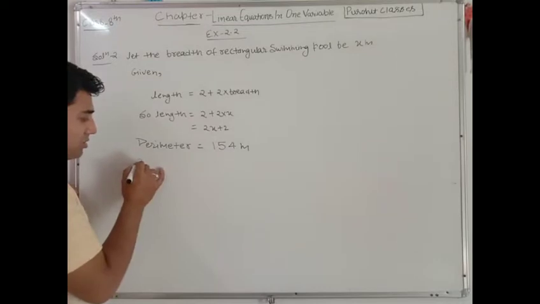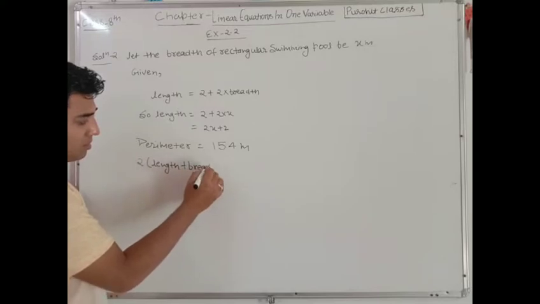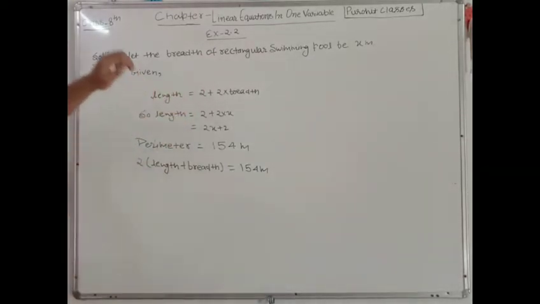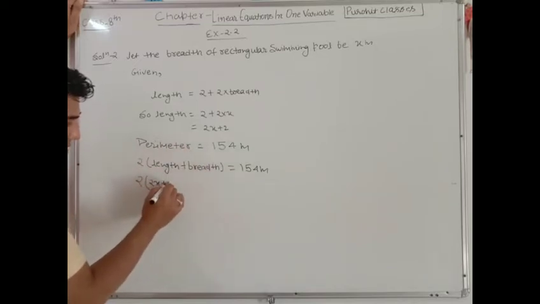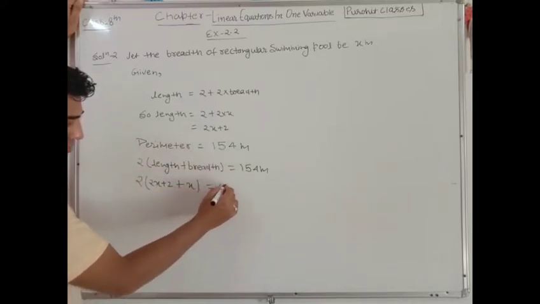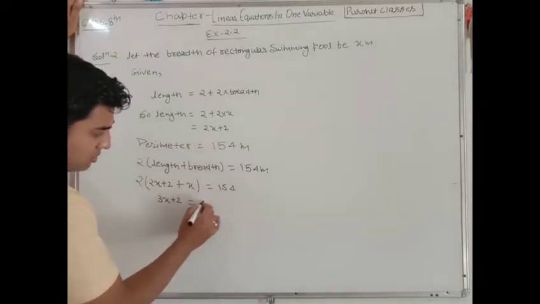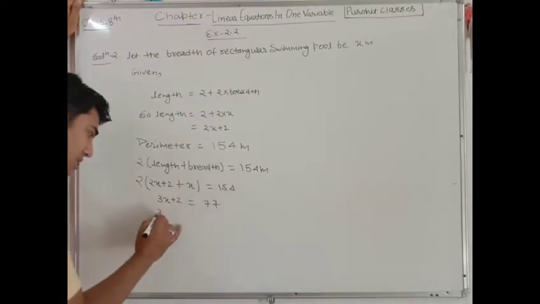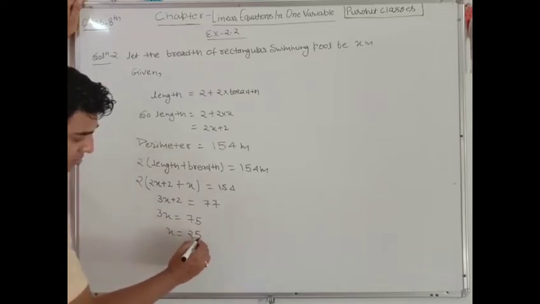So can you tell me the formula of perimeter of any rectangular shape? Yes, that is 2 times length plus breadth, which will be equal to 154 meters. Next I will put the values. So this will be 2 times, in the place of length I am going to put 2x plus 2, and plus breadth is obviously x, that will be 154. On transposing, this will be 2x plus x, 3x plus 2, and this 2 will go in division, so this will be 77. Getting or not? Okay. So 3x will be 75 and x will be 25 meter.